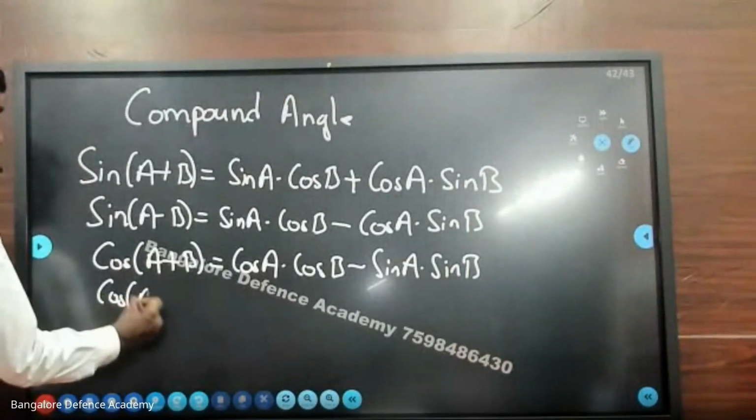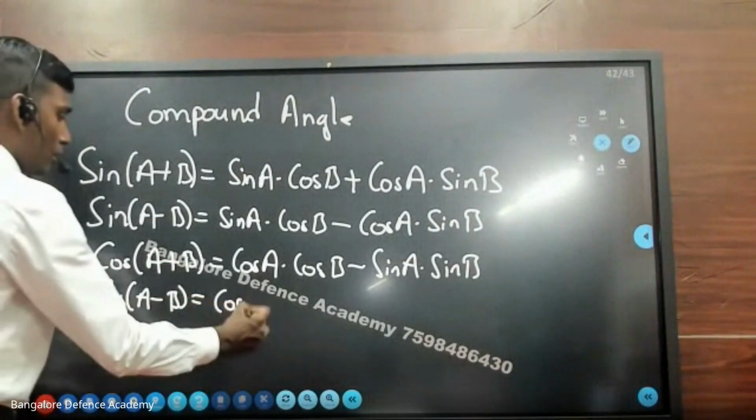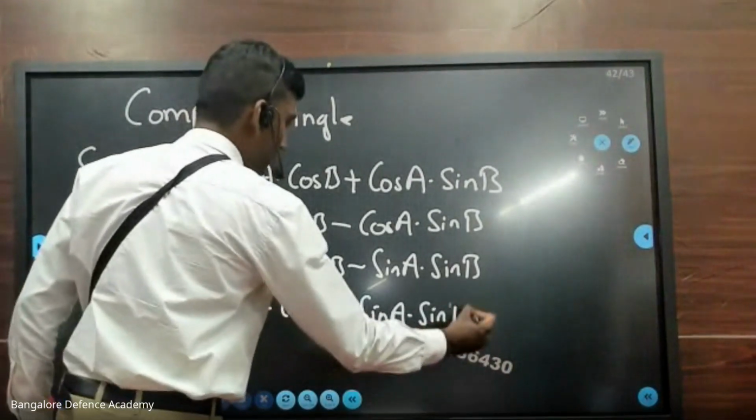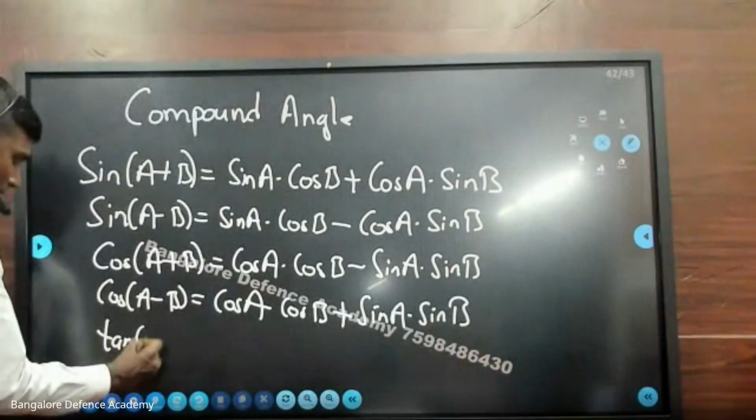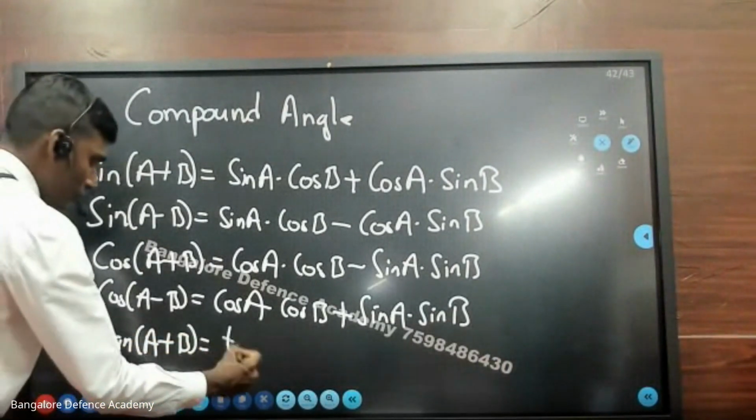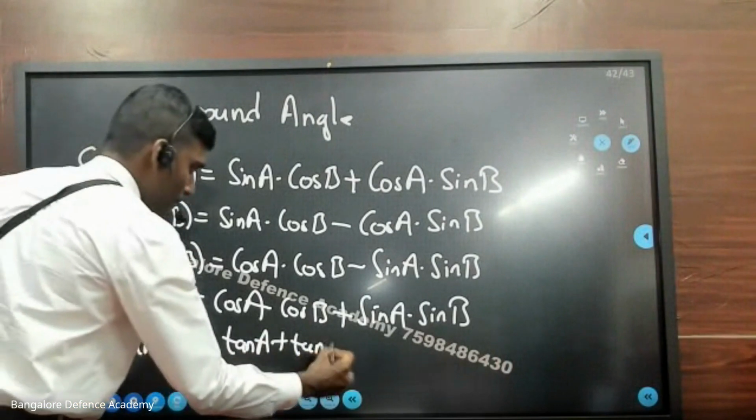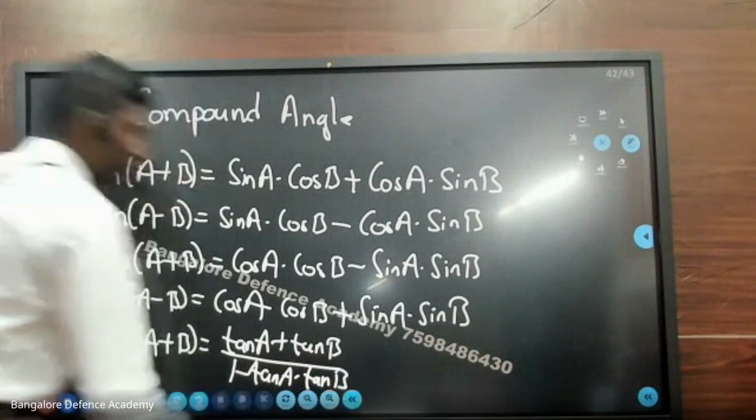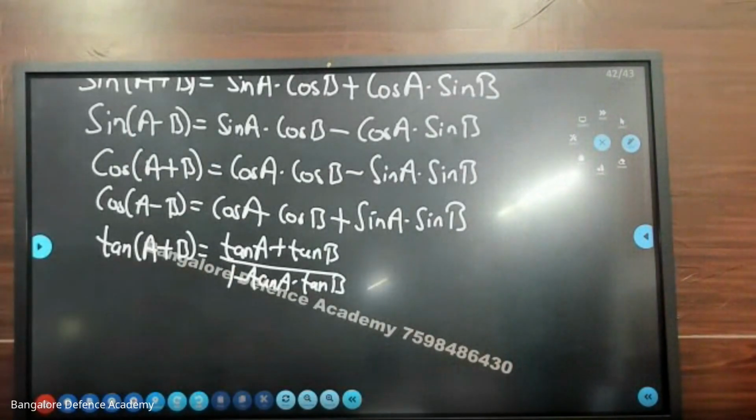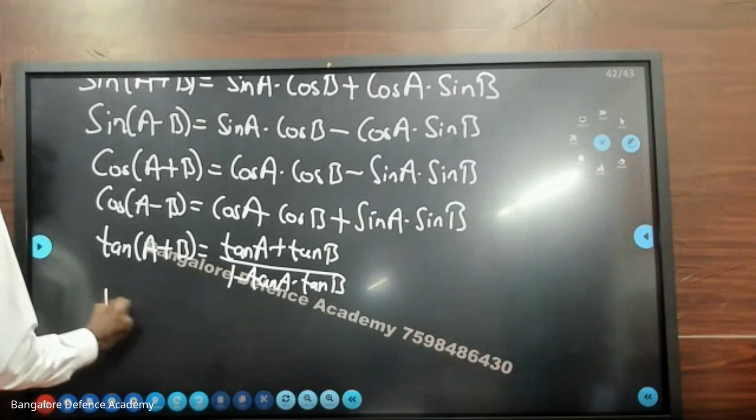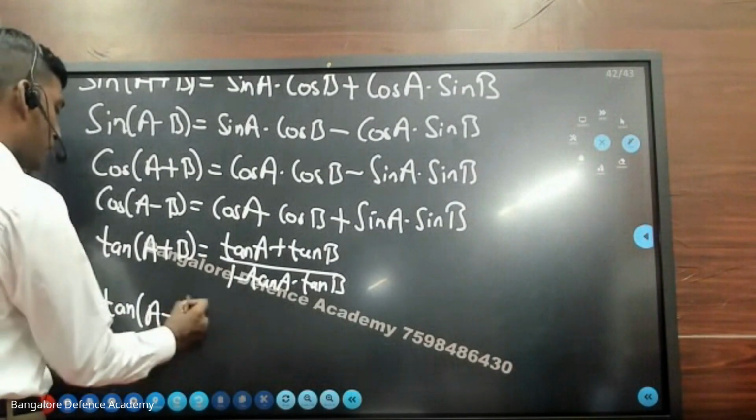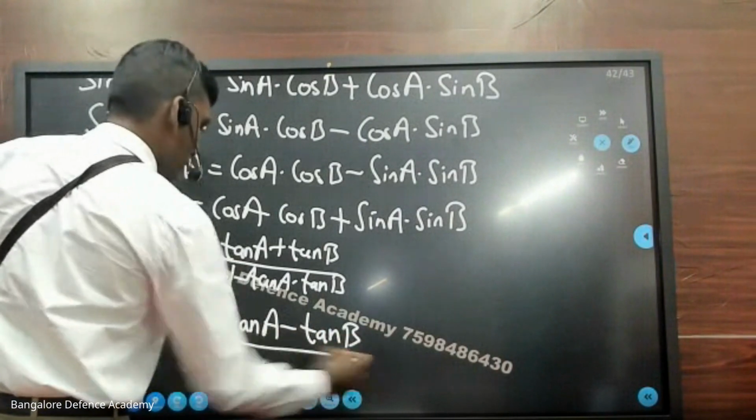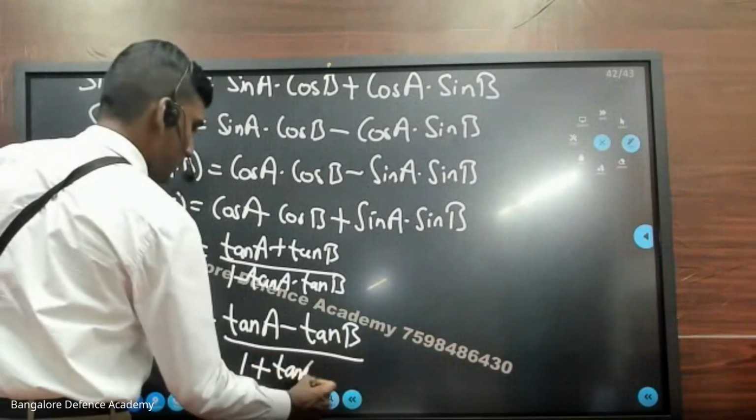Next, cos of A minus B is cos A cos B plus sin A sin B. Next, tan of A plus B is equal to tan A plus tan B whole divided by 1 minus tan A tan B. And the last formula, tan of A minus B is equal to tan A minus tan B whole divided by 1 plus tan A tan B. That's it.